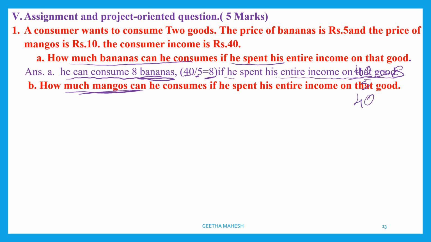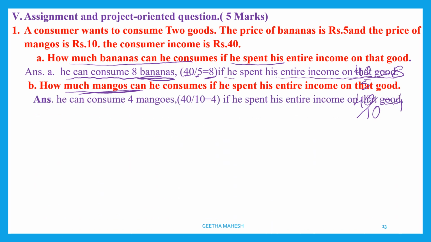What is the income of the consumer? 40 rupees. The price of a mango is 10. So, 40 divided by 10 equals 4. So, he can consume 4 mangoes. Here you can see the calculation, 40 divided by 10 equals 4, if he spends his entire income on that good.